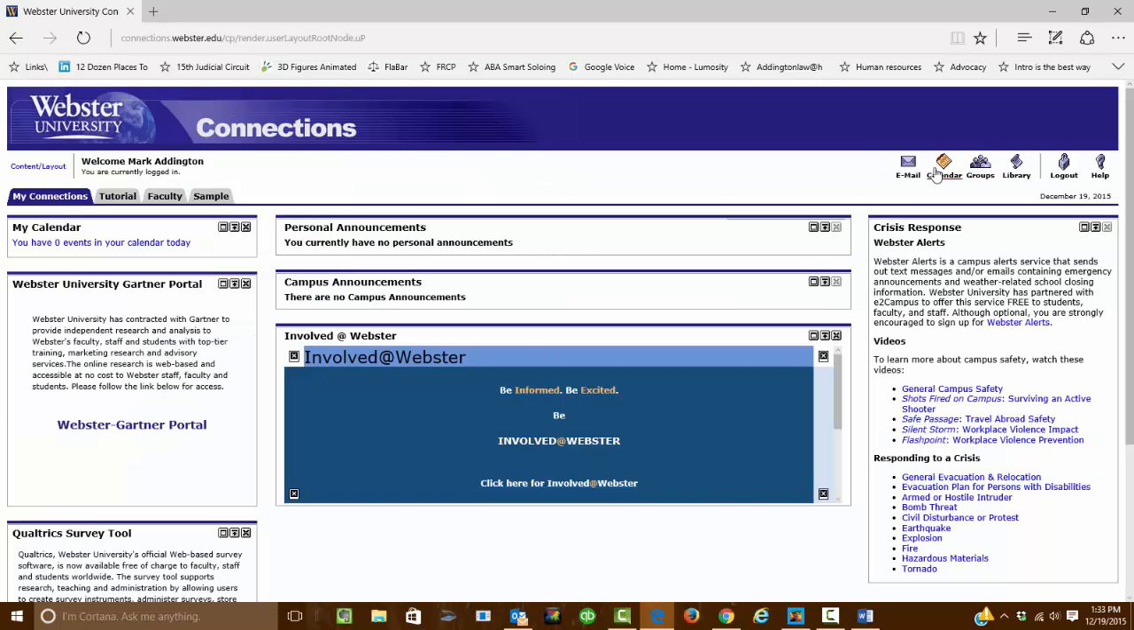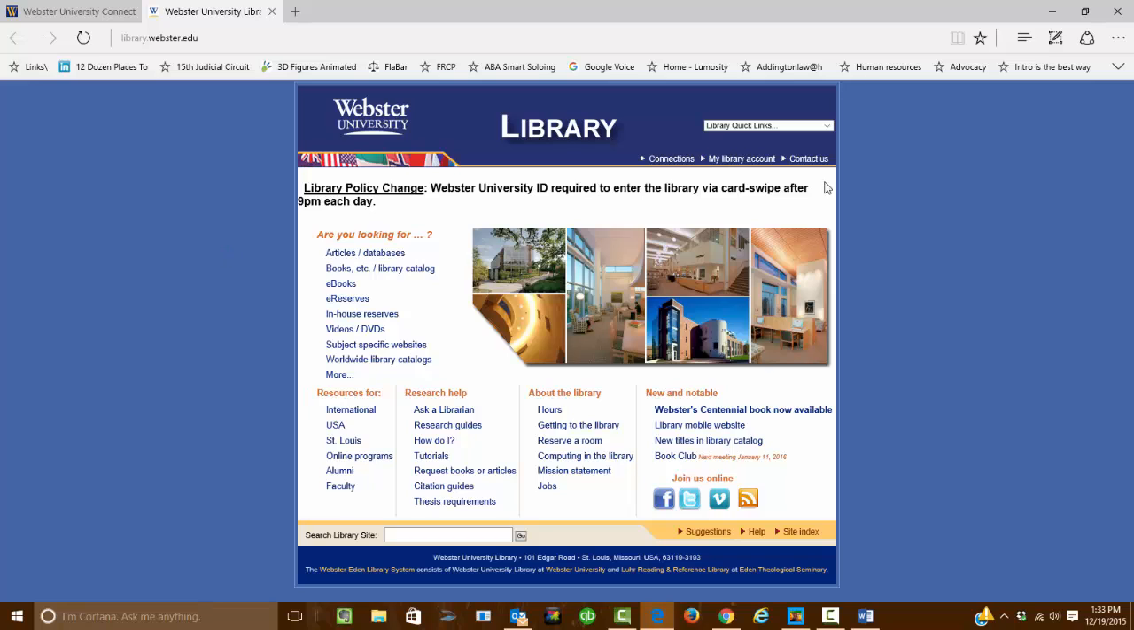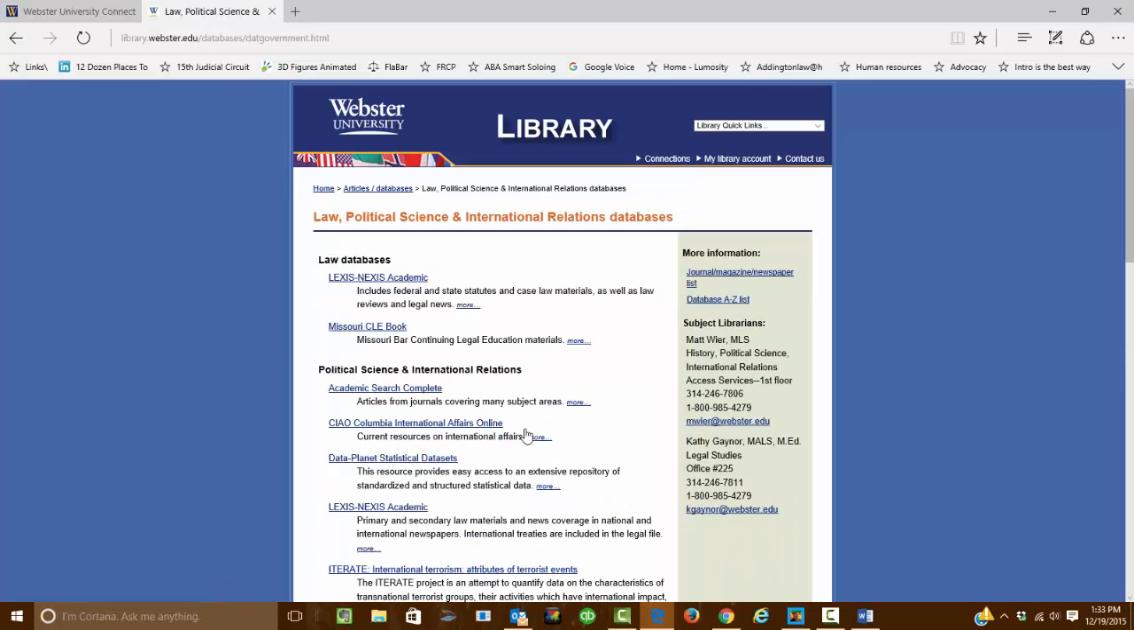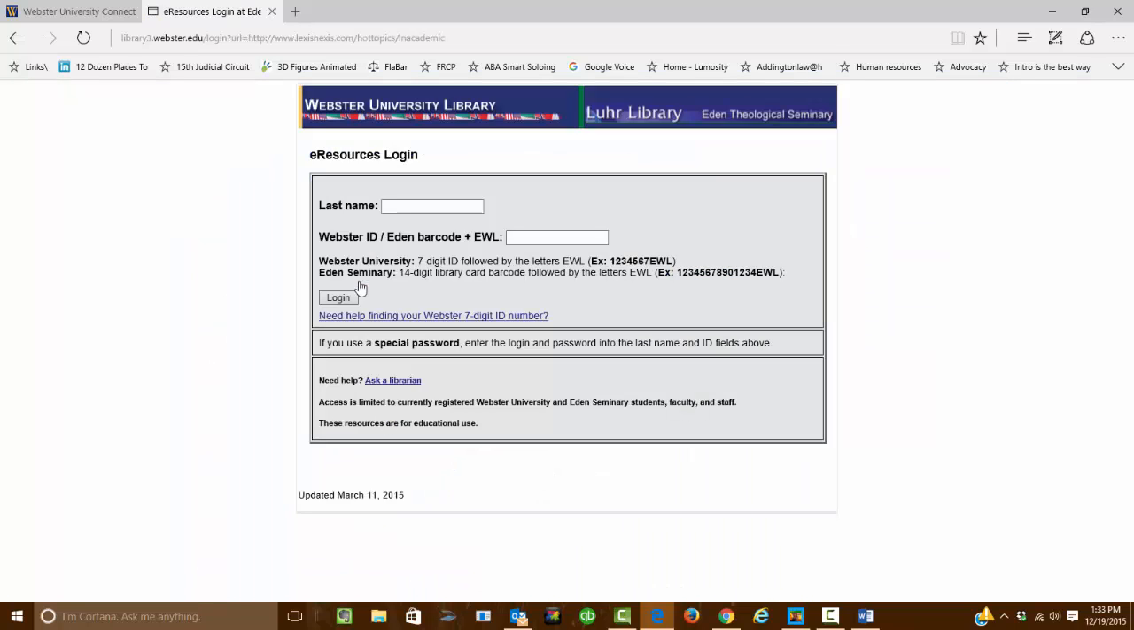When you're in there, you can go here to your library page. You can also get to this from Webster.com and sign in there if you want. But this is how I like to access it. On the front page of library, you need to make sure you have your Webster ID and call the librarian if you're not sure how to get that information. But just click on this top link of articles and databases. And right here under social science, there's laws, political science, and international relations. If you click there, you can find real quickly this database called LexisNexis Academic.